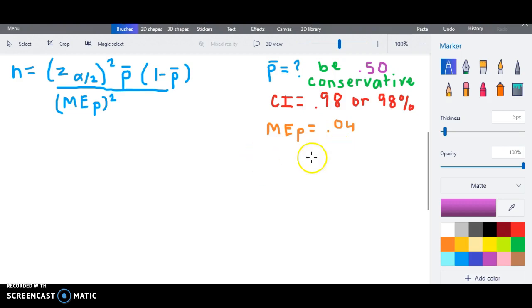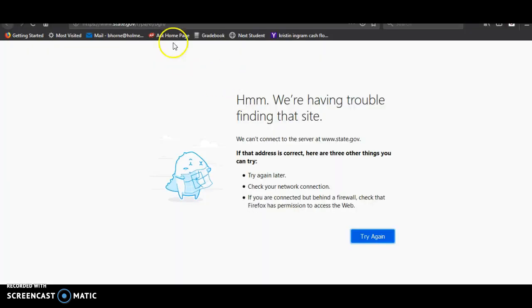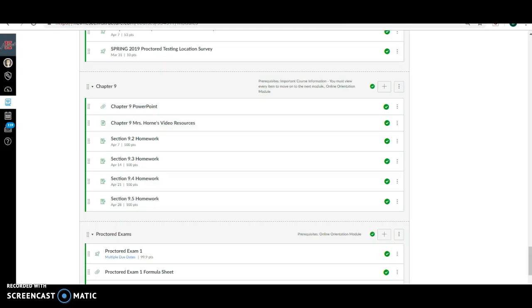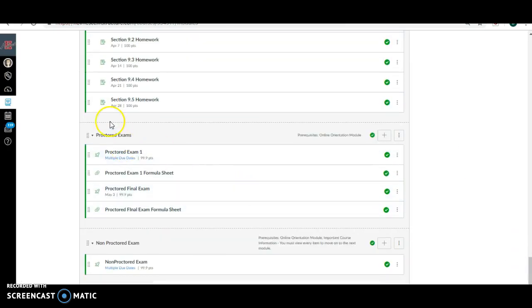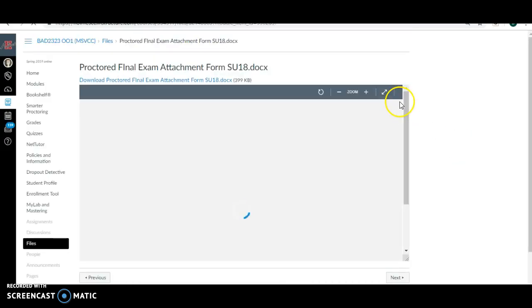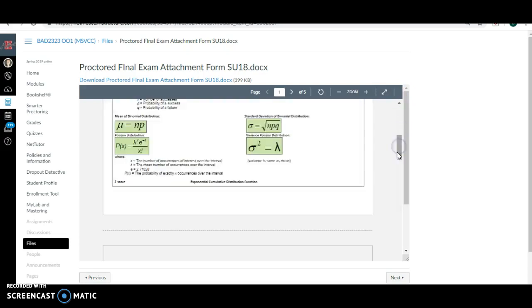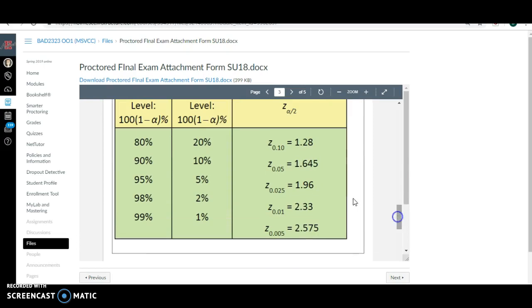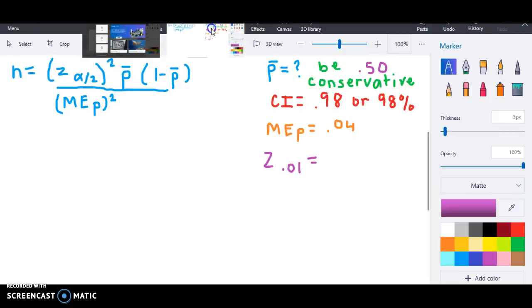1 minus 0.98 would be 0.02. So we need to figure out what 0.02 divided by 2 would be, the z for 0.01. So if you go into the course and scroll down until you see the Proctored Exam module, if you click on the formula sheet, this will really help you figure out the z-score. For a 0.98, 2%, z 0.01, your z-score is going to be 2.33.